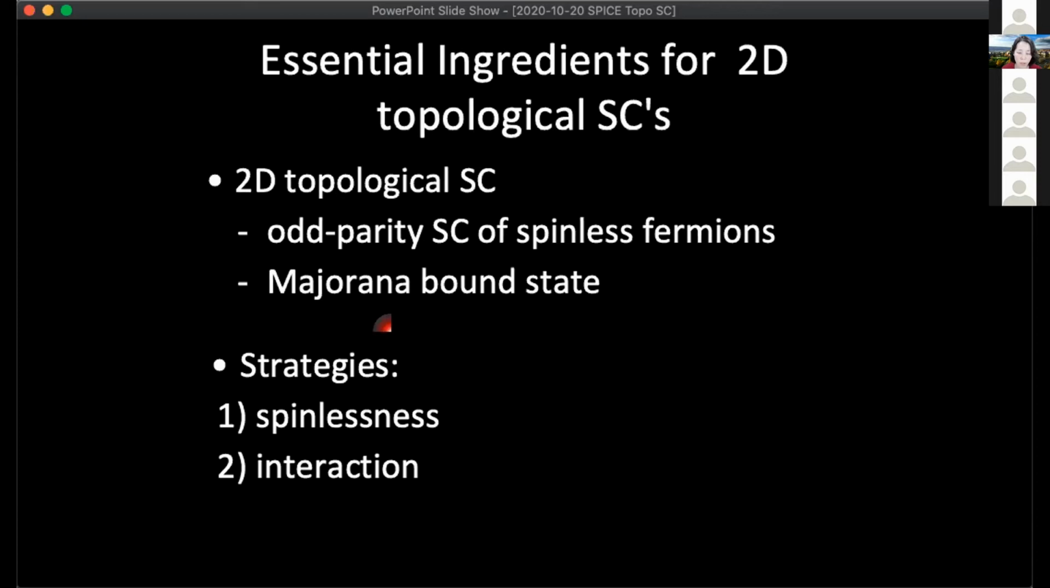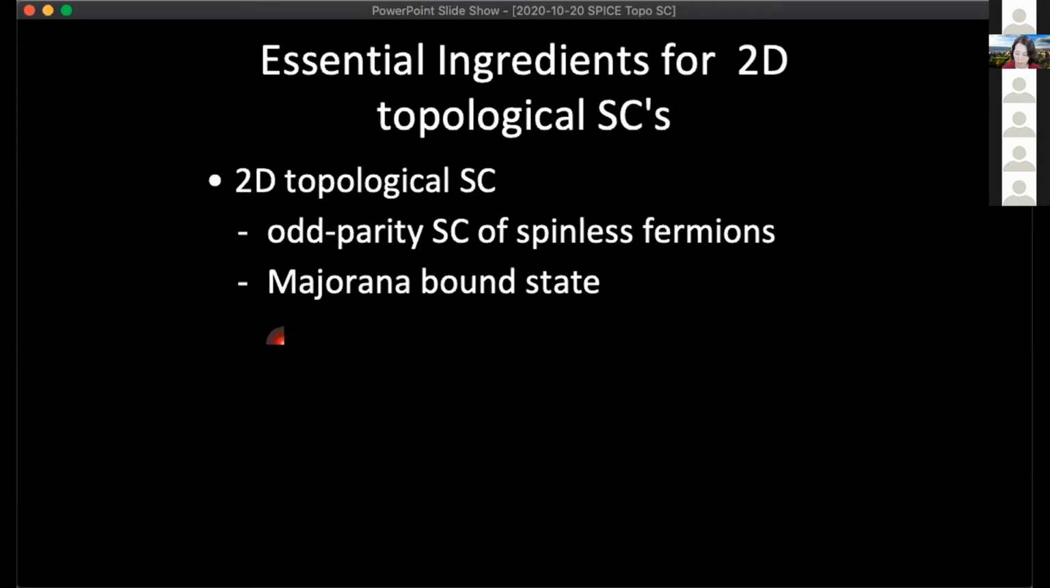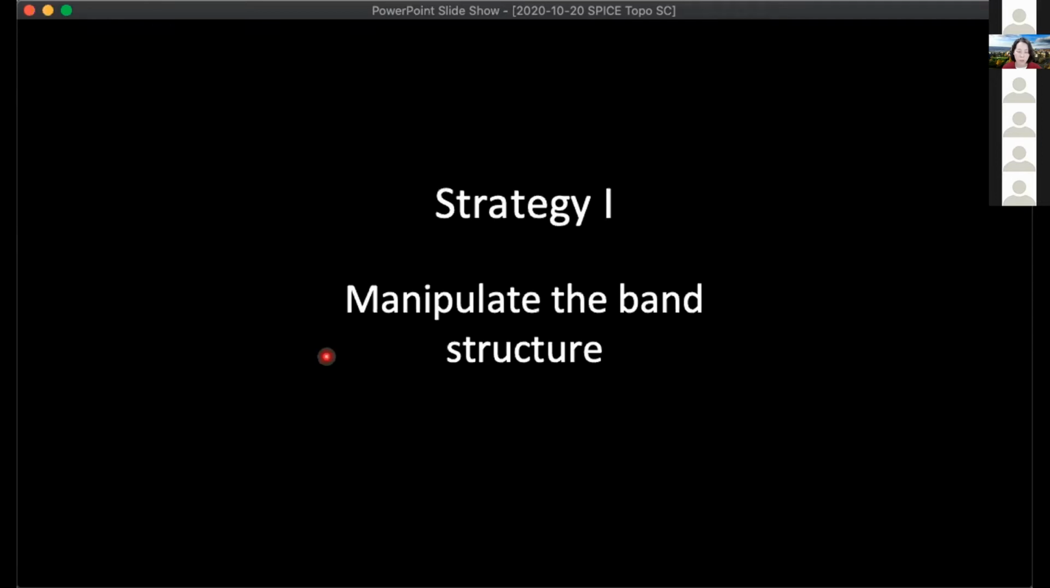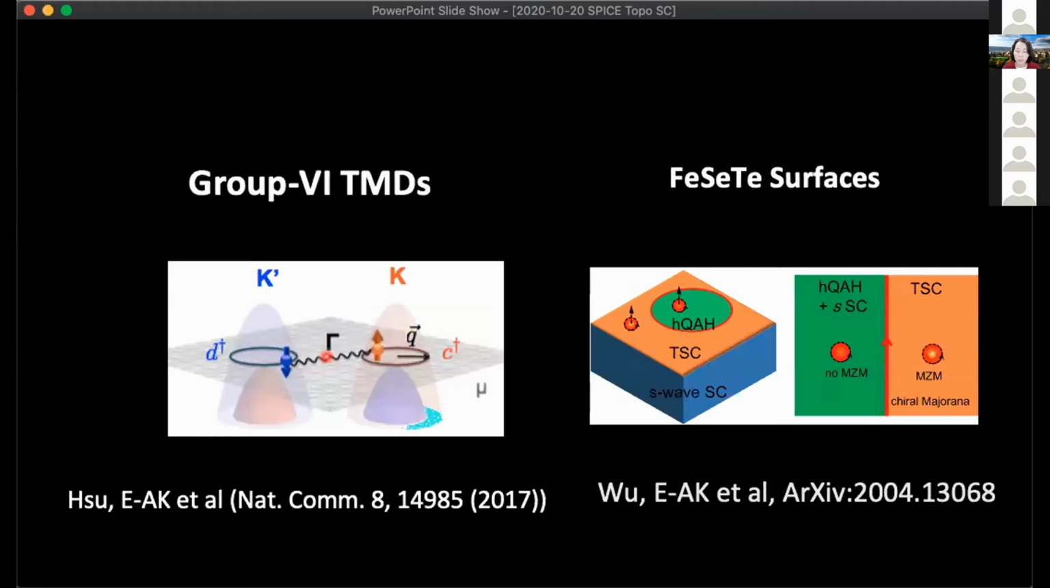So the first strategy, let's see, why is it not? Oh, that's working, okay. The first strategy is to try to manipulate the band structure. And in this strategy, I want to talk about two examples. One is group 6 TMDs, transition metal dichalcogenides, and the other is surfaces of iron selenide telluride. You can find details of the group 6 TMDs in this paper, and iron selenide telluride is in this preprint under review with PRL.